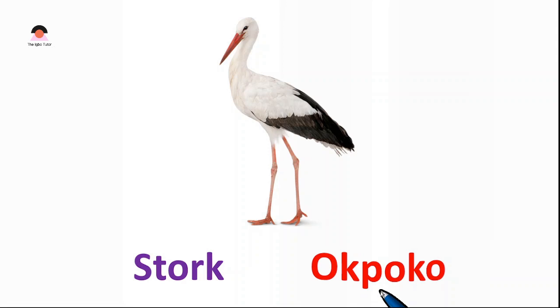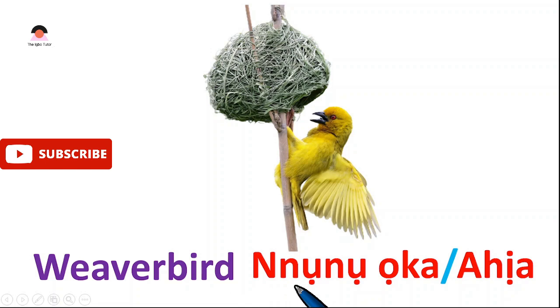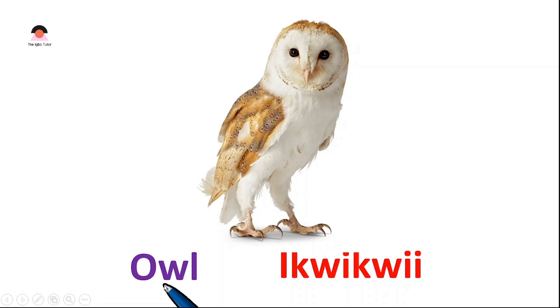The next is weaver bird. We call it nnunuoka in Igbo. Some people call it ahia or asia. So that is weaver bird for you. And we move on to next, which is owl. What is it in Igbo? Ikwikwi, that is owl in Igbo language.